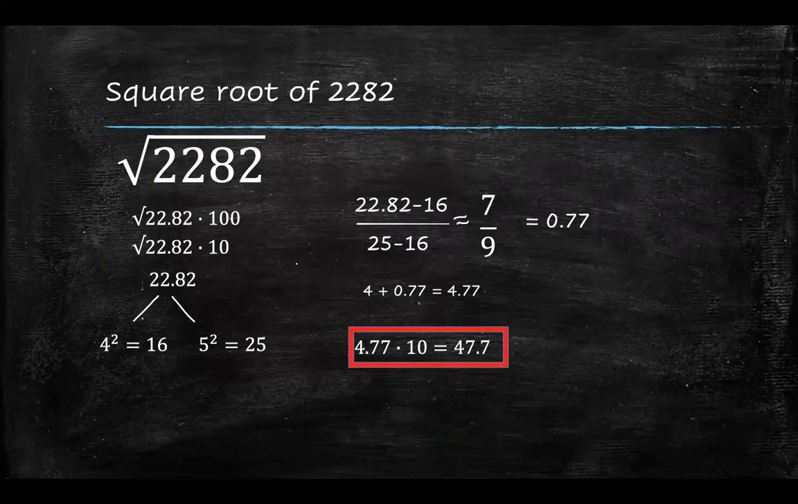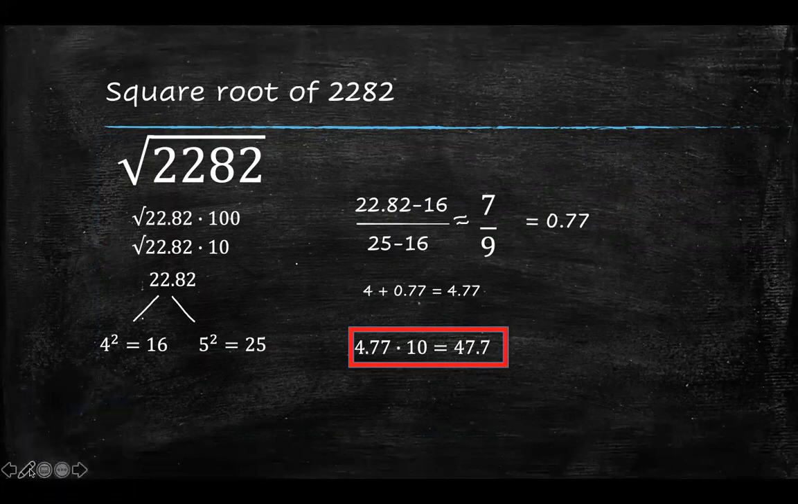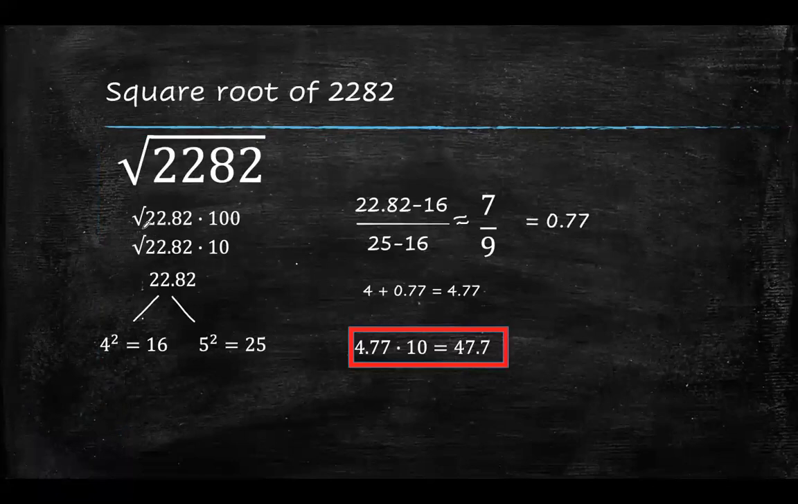Square root of 2,282. Well, here we have 2,282. And the next step, according to this, is 22.82 times 100. Now, if you multiply this out, 22.82 times 100 actually is the same thing as this. Now, in the beginning, remember how I said square roots and squaring numbers are opposites? Since root 100 is equal to 10, we simplified that to 10.